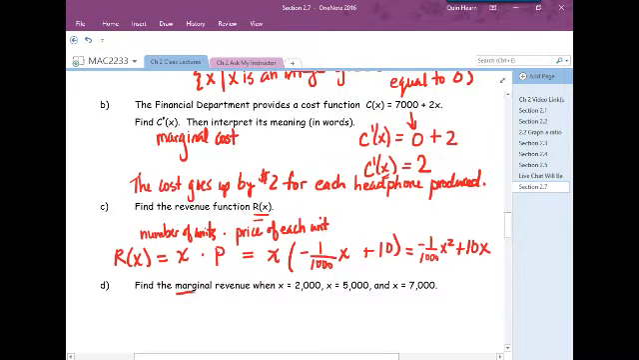But we're interested in how that function, how that value of the revenue is changing. Is the revenue increasing as we increase the number of units? Or is there something else going on? And how fast is it increasing? So that's what we're talking about when we talk about R prime of X. So let's find R prime of X.